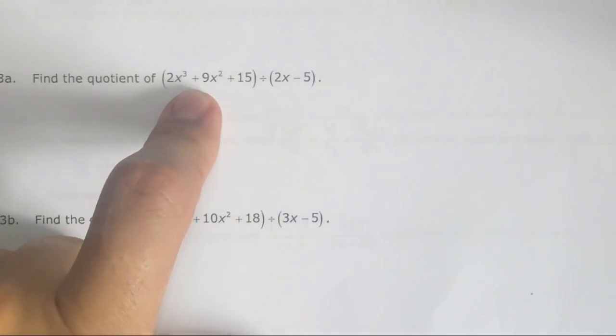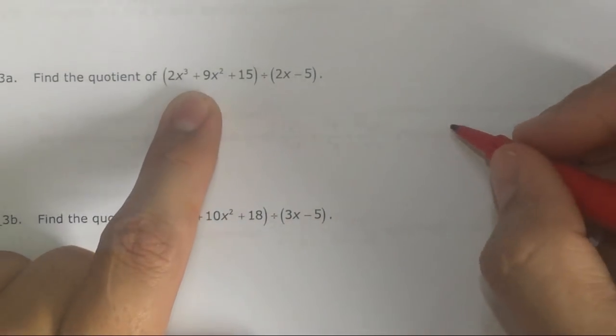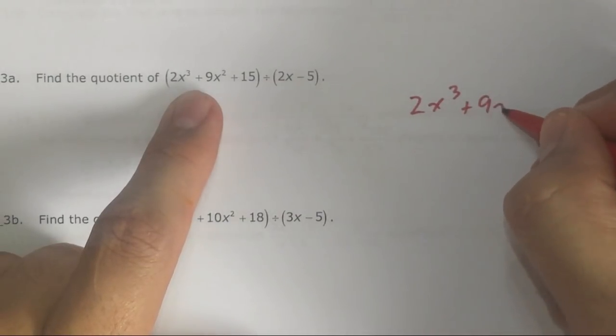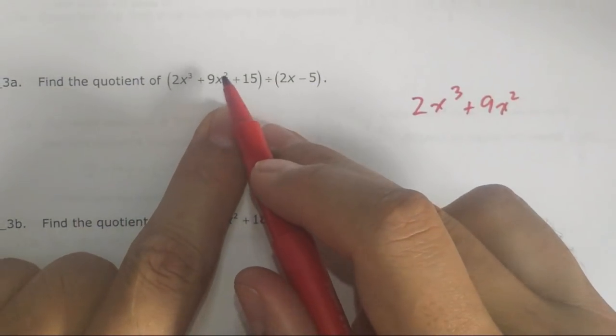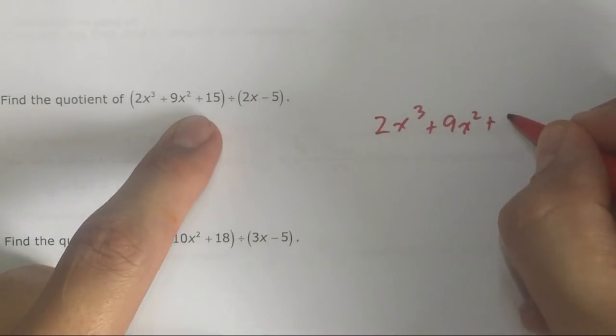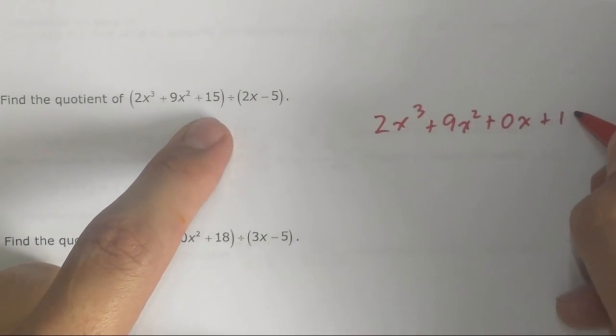First one goes in the box. 2x to the third plus 9x squared. I'm missing an x term. I have to put in an x term. So I go plus 0x plus 15.